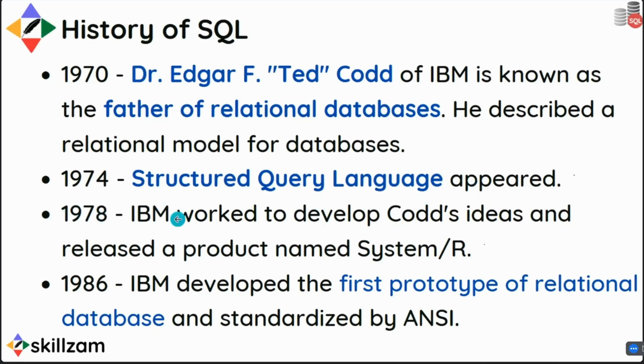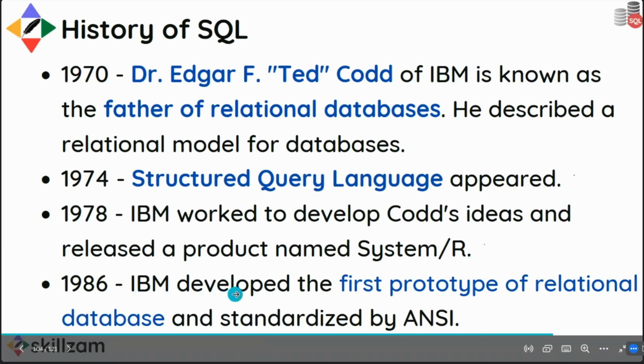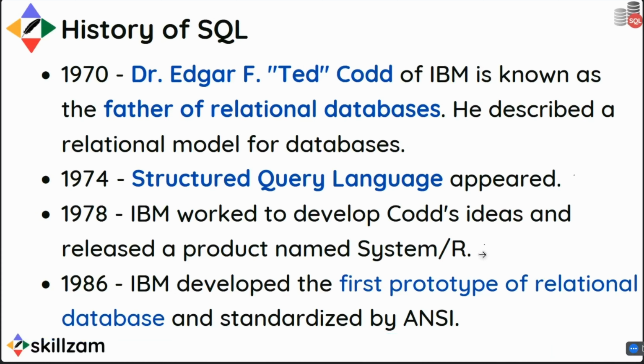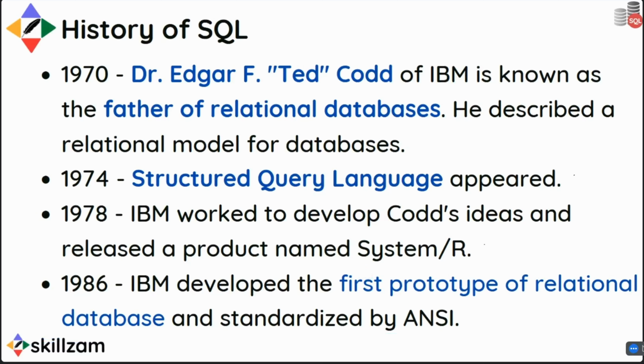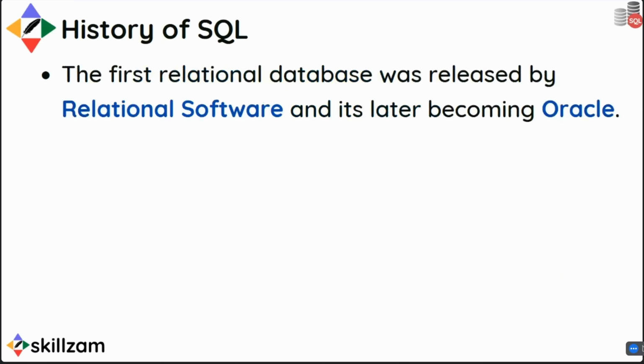In 1978, IBM worked over it again and created a product named System R. In 1986, IBM developed the very first prototype of a relational database, standardized by ANSI, the American National Standards Institute. They are the ones who standardize SQL as well. But the first relational database was actually created by Oracle. Oracle was earlier known as Relational Software, the name under which the first relational database was released, and later this company went on to become Oracle.